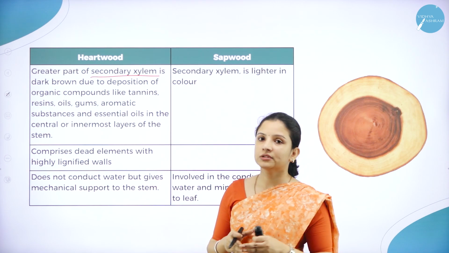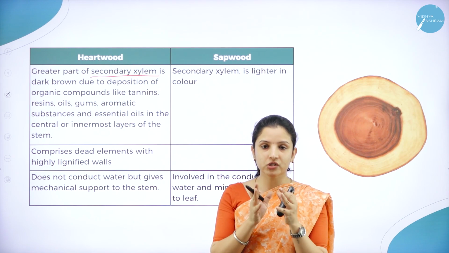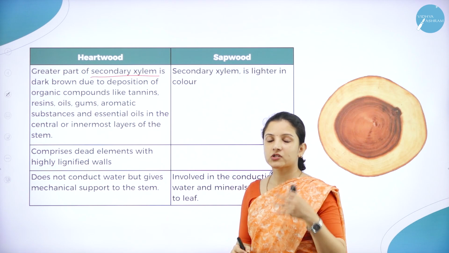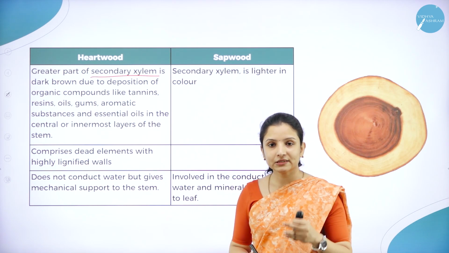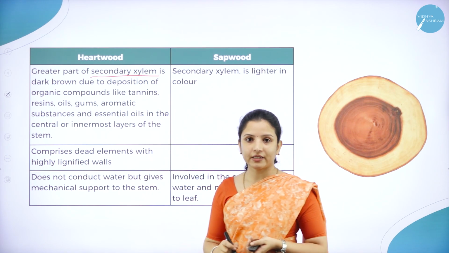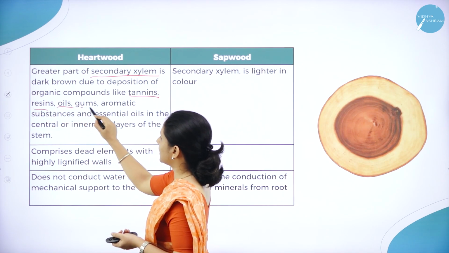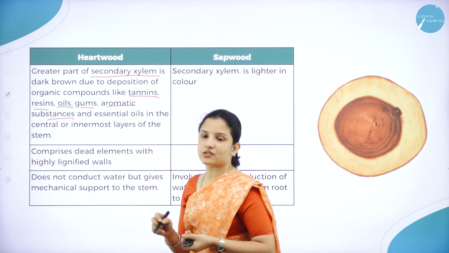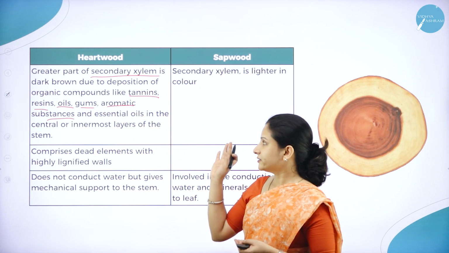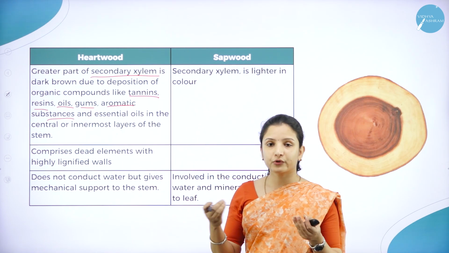Heartwoods are those regions in the stem which have a large amount of secondary xylem that is dark brown in color. Why is it dark brown? It is because of the deposition of organic compounds such as tannins, resins, oils, gums, aromatic substances, etc. Eucalyptus bark is also aromatic, right? It has aromatic substances, and some trees also produce other such compounds.